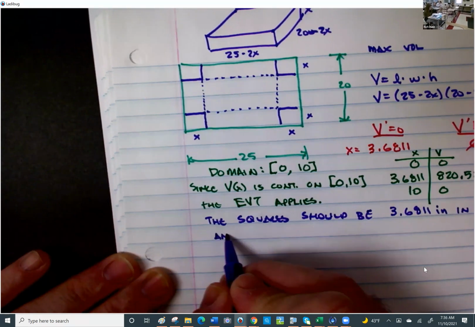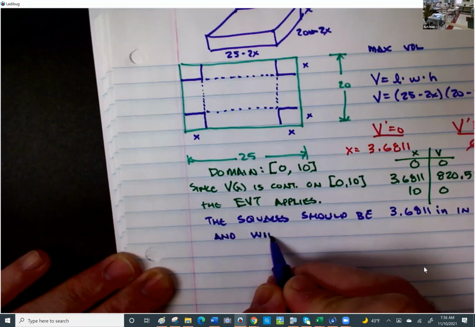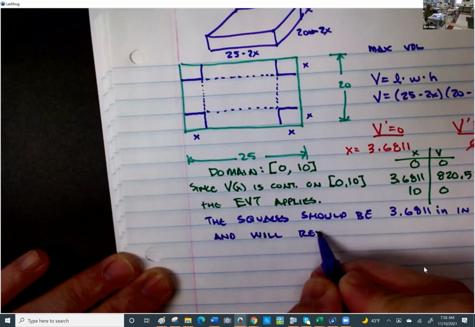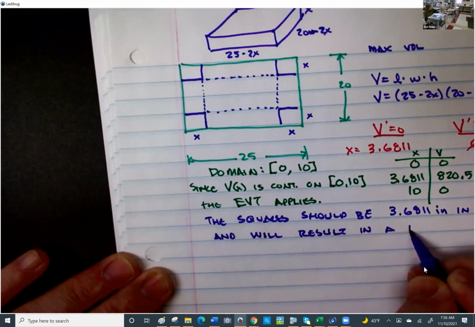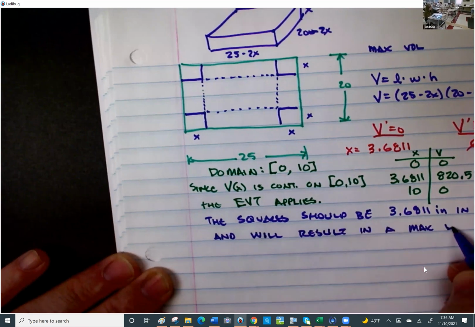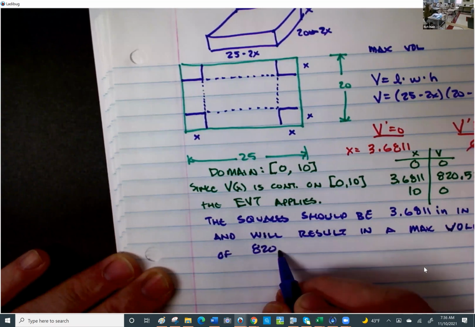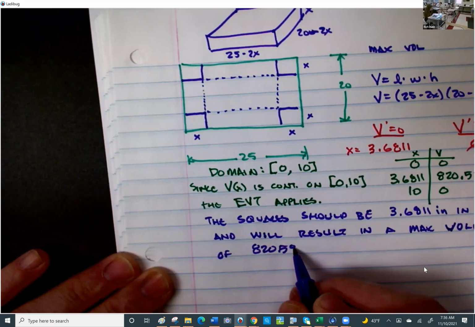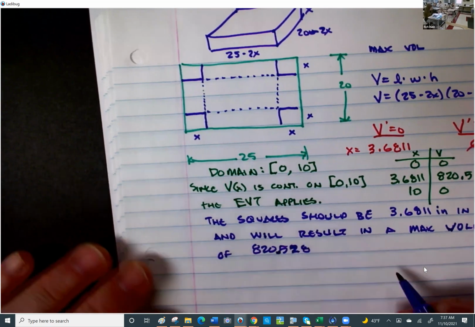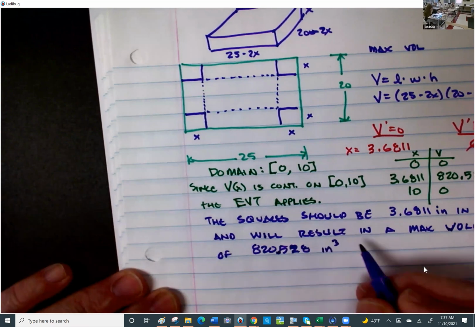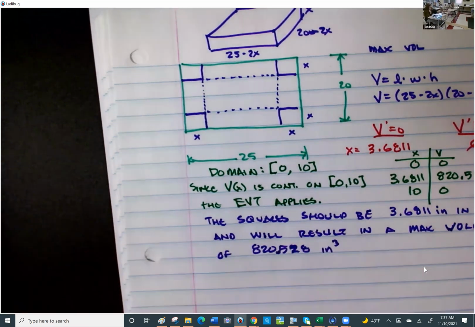And will result in a max volume of, say here, 82.528. Don't need that extra one. If I had the extra one, it wouldn't count against me though. Inches cubed. Not so bad.